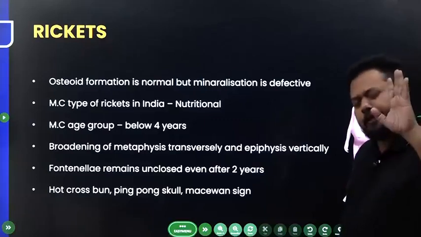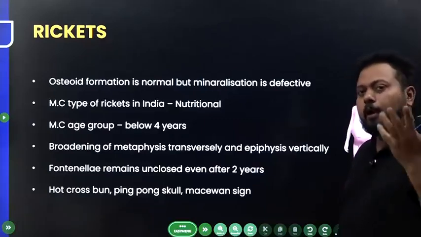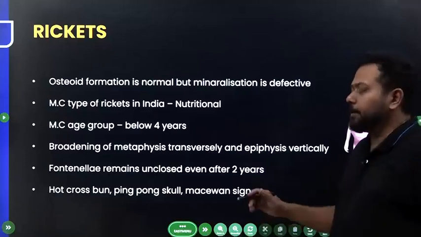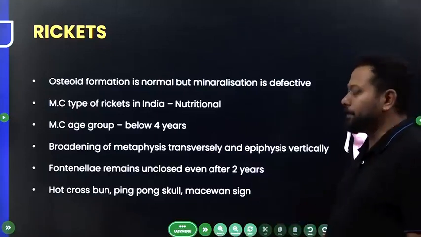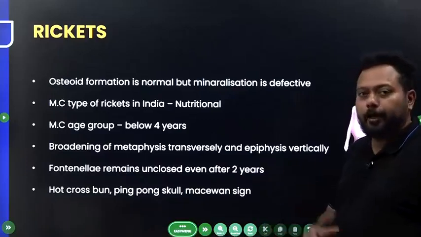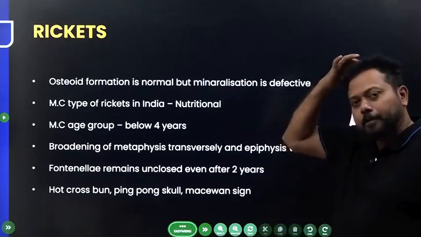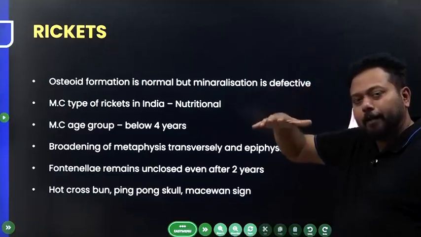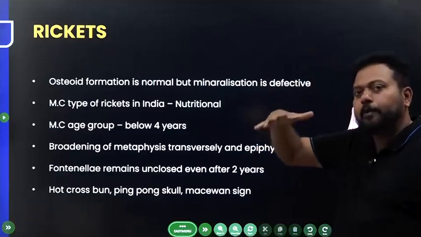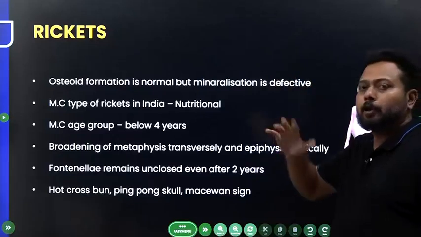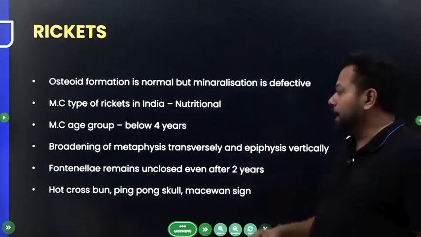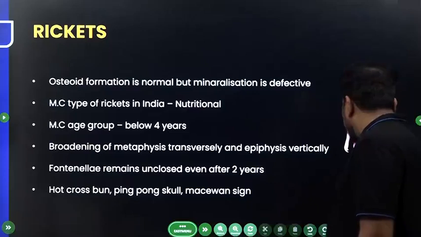I had explained everything in detail in the main recording. Kindly go and refer hot cross bun. Second is called a ping pong skull, otherwise called Macewen sign. This is called craniotabes. When you press the skull, because osteoid formation is normal and mineralization is defective, the skull is very pliable like plastic. When you press it will go down, when you leave it will come out. So that's called a ping pong skull or Macewen sign.